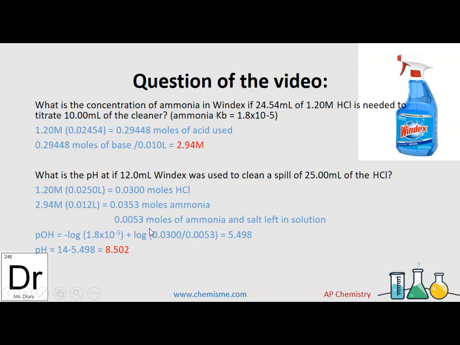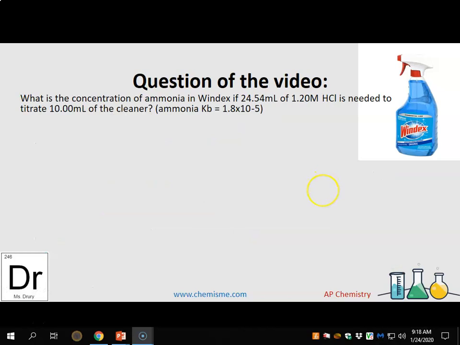So the question of the video, I forgot to have these plugs in. Alright, fixed. What is the concentration of ammonia in Windex if 24.54 milliliters of this acid was needed to neutralize 10 milliliters of the cleaner? So we put 10 milliliters of this Windex into a small container. We put an acid that we knew about, we titrated it, and when it came out, it was 24.54 milliliters used to make it equivalent, right? To change the phenolphthalein or whatever titrate indicator you used, right?